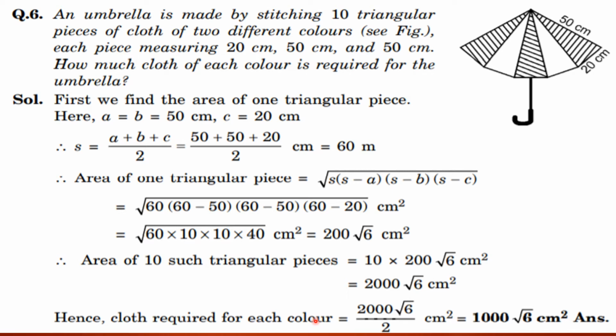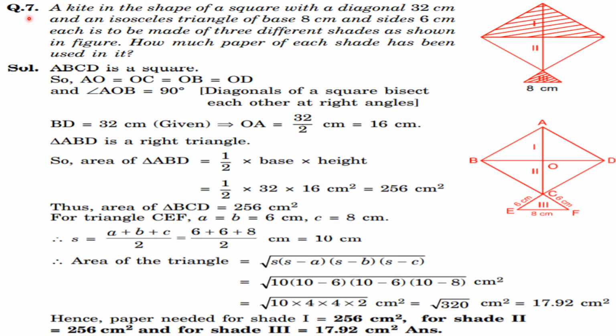Hence, the cloth required for each color. How many different colors are there? 2 different colors. So we have to divide this number by 2. Then we get the cloth required for each color. Okay, my children. Then what will you get here? 1000 root 6 centimeter square. Understood, my children? Right. Now come to question number 7.